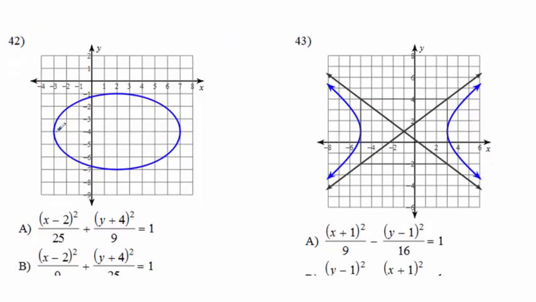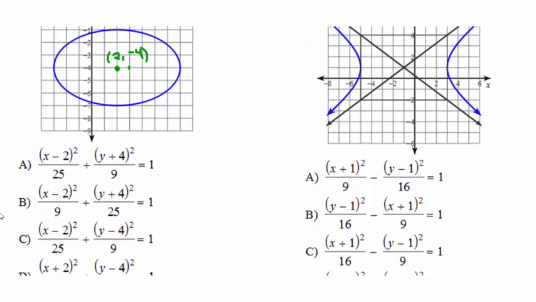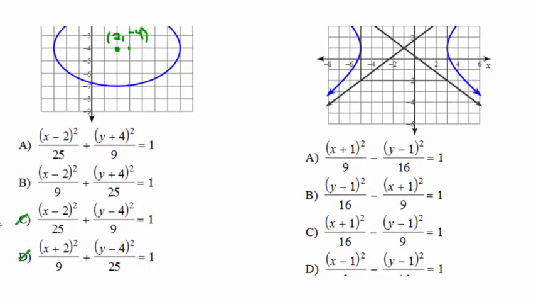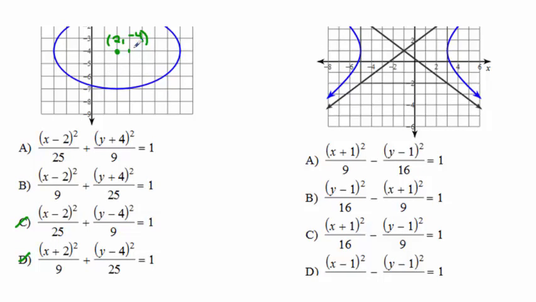42, the center here is not there. It is right here at 2 comma negative 4. So we can look for that. It should be x minus 2 and y plus 4, which means C and D are incorrect. The numbers on bottom here tell us how much we went left and right and up and down. I'm going left and right 5. That should be under x. So 5 squared is 25, and our answer is A.